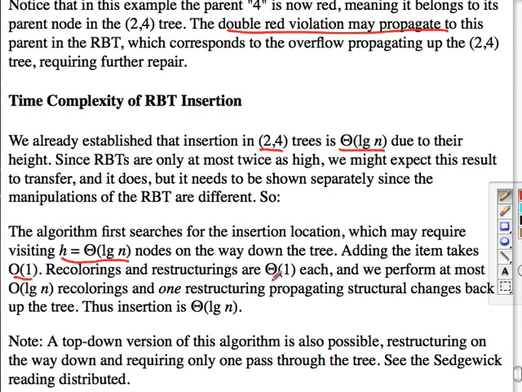Recolorings and restructurings are also constant time, and then we have to do at most log n recolorings on the way up, and one restructuring. Each restructuring finishes fixing the problem, so that doesn't propagate up. So insertion is theta of log n in the red-black tree representation. And as before, it's possible to do a top-down version of this where we restructure on the way down, so you don't have to do a second pass up the tree, and that's the approach that the Sedgwick textbook takes.